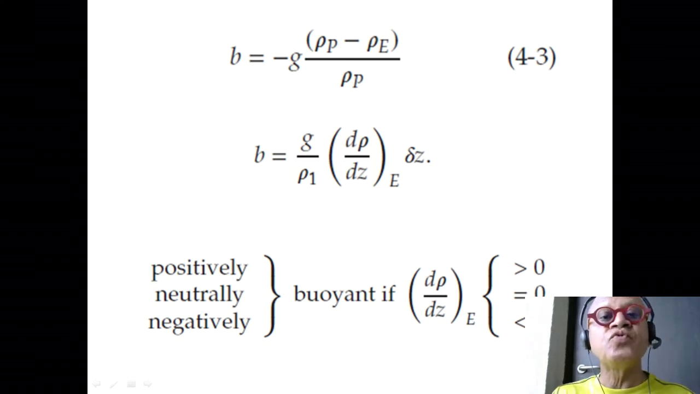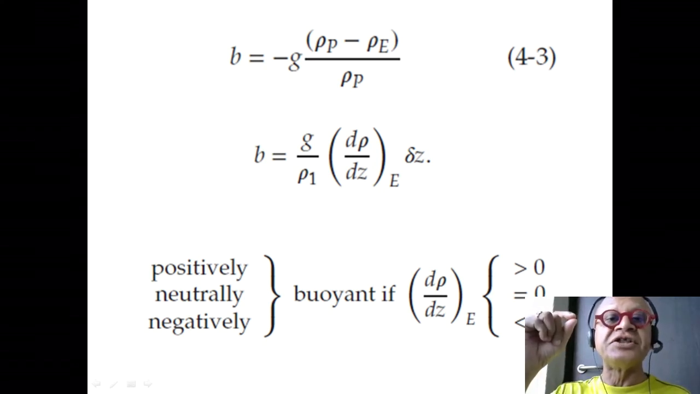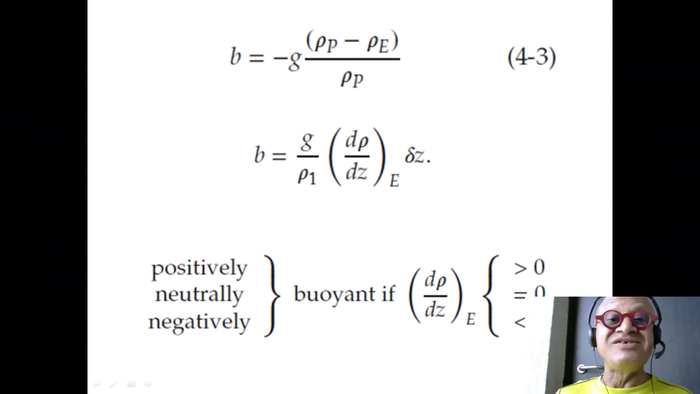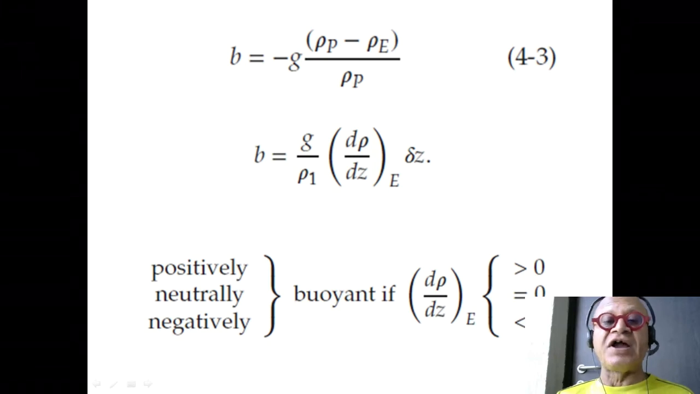So now we take this simple situation and we want to see when the displacement of the fluid is in a stable situation or an unstable situation. Okay, so we can see whether the parcel at z1 is positively buoyant, neutrally buoyant, or negatively buoyant. Obviously that's going to depend on d rho dz of the environment at z1, right? So if d rho dz is greater than 0, it's going to be positively buoyant, which means if you move it, it'll continue to move in that direction.